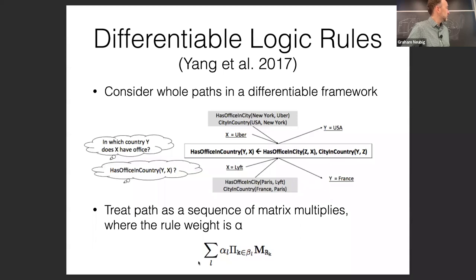And by doing it this way, they make it so that you can optimize this end to end, because this is just doing matrix multiplications, right? And so we do these multiple matrix multiplications, we calculate a score, we calculate the probability given that score, and then we backprop through all of these multiplications. And that allows us to learn the weights of these kind of logic rules about whether a relation exists or not.